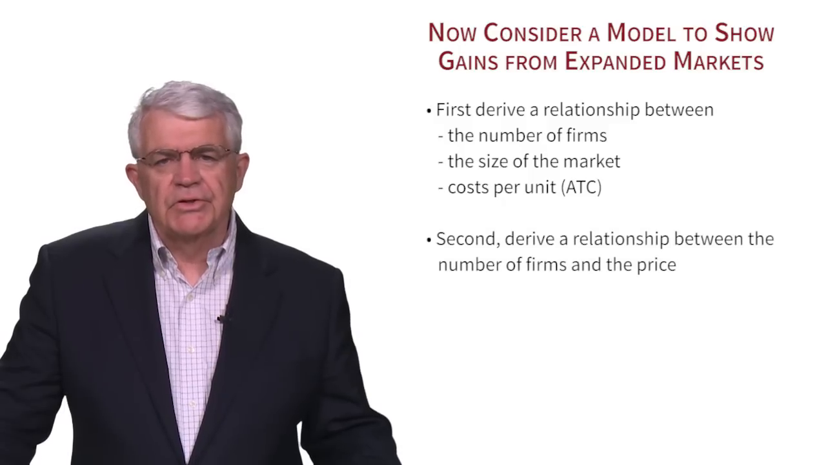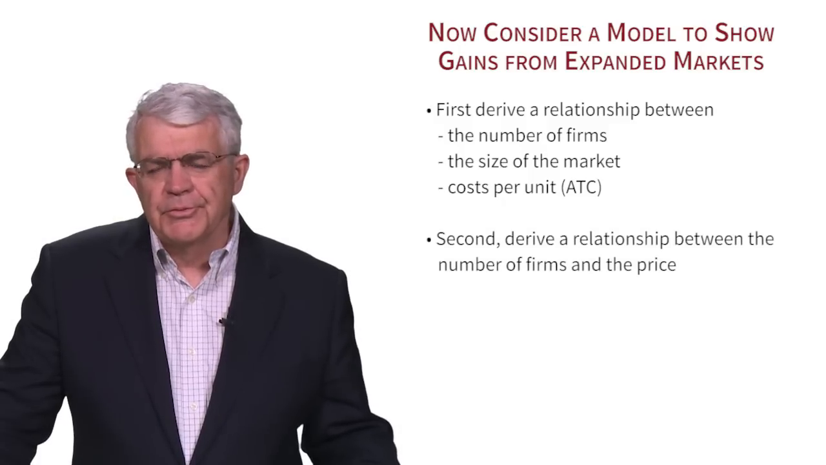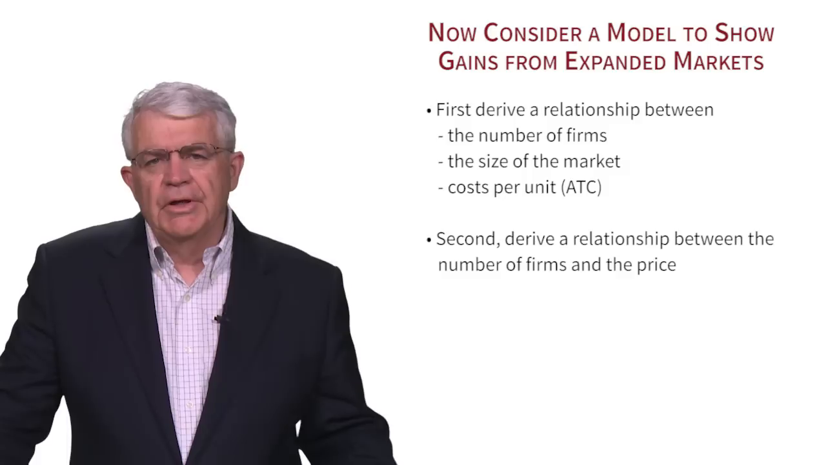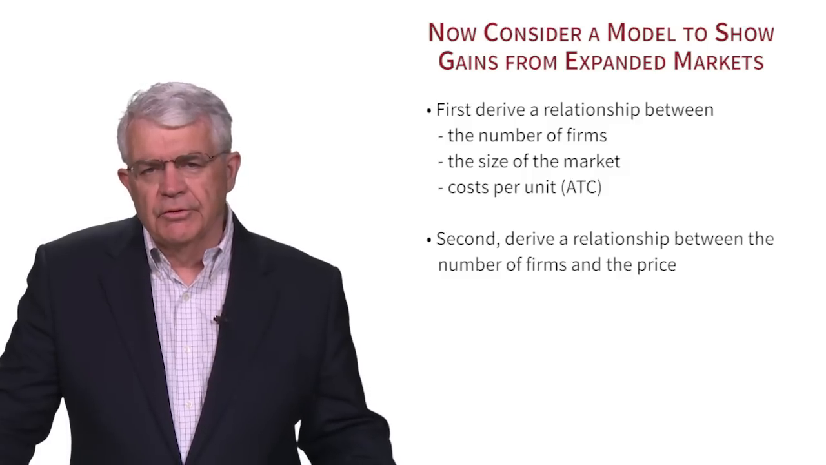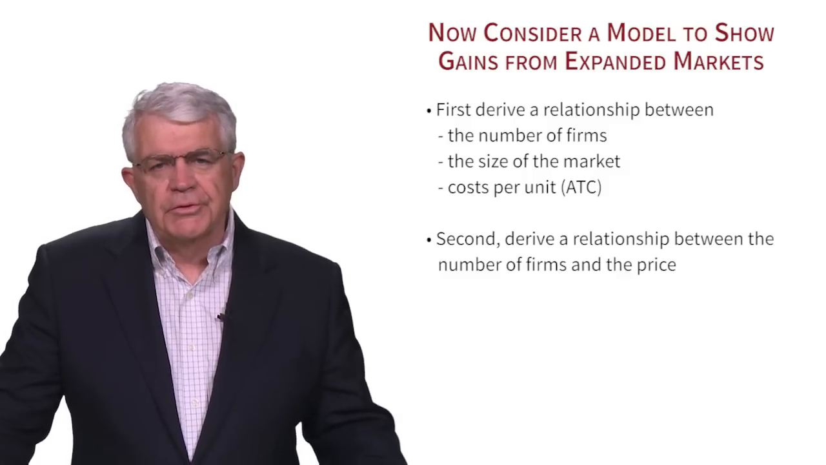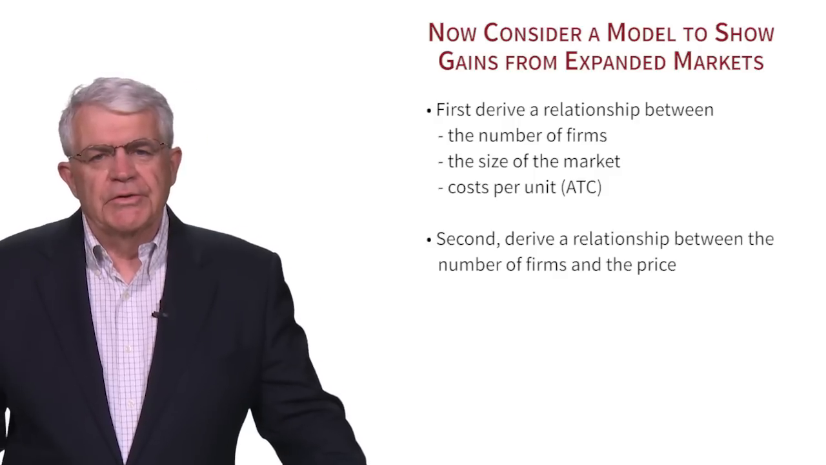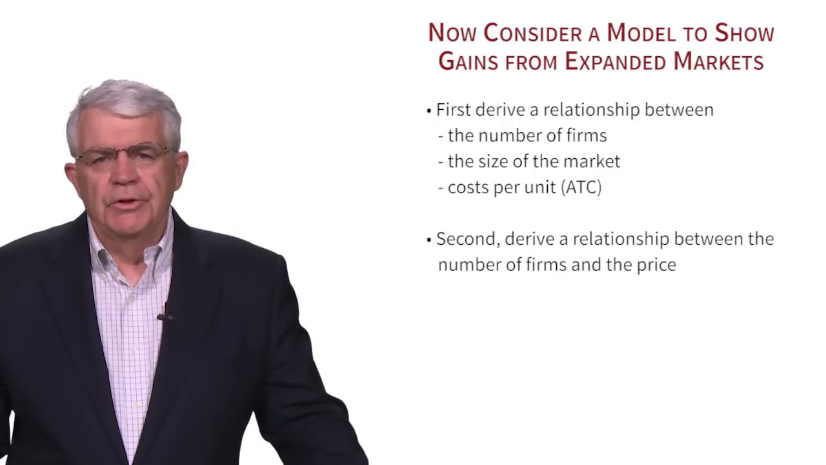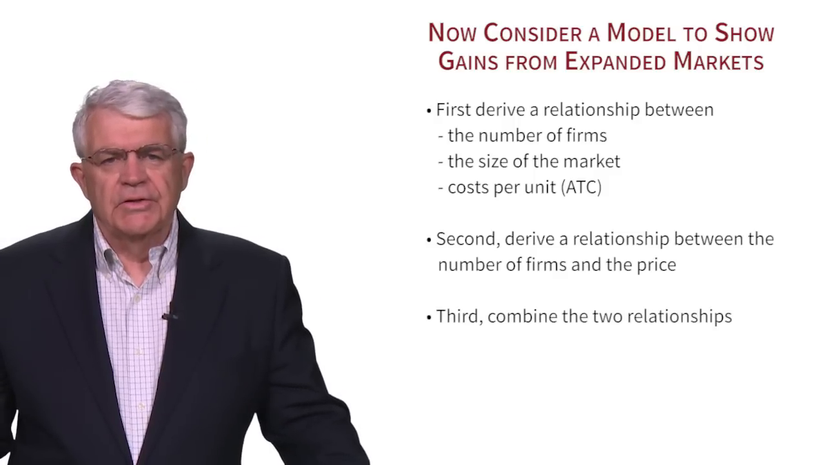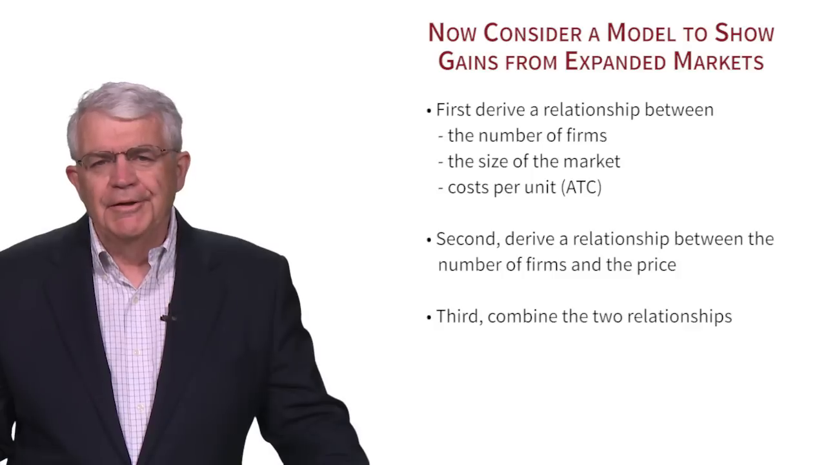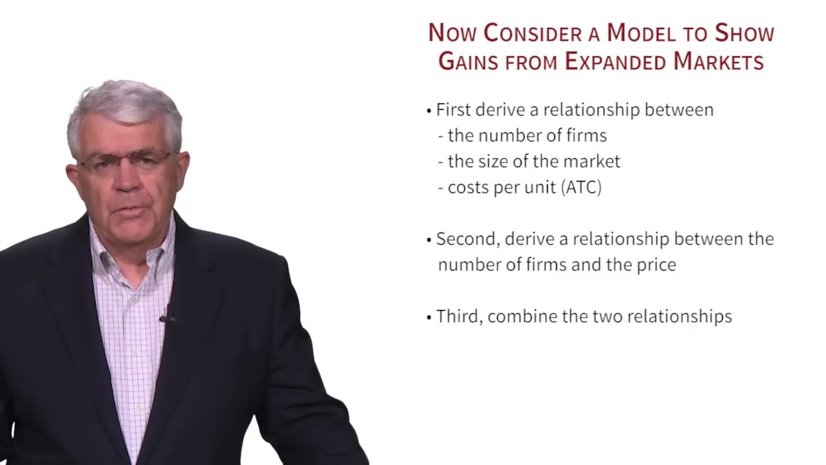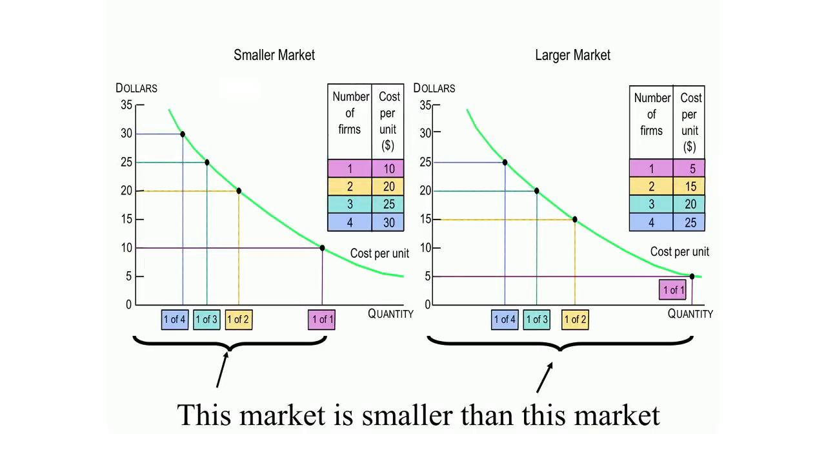The second relationship is between the number of firms in the industry and the price of goods in the industry. So the number of firms producing beer and the average price of beer in the industry, for example. And then the third idea connects these two, and we'll see how they fit together in a nice, simple way that enables us to illustrate the gains from trade in this case. So let's get started with the first relationship.